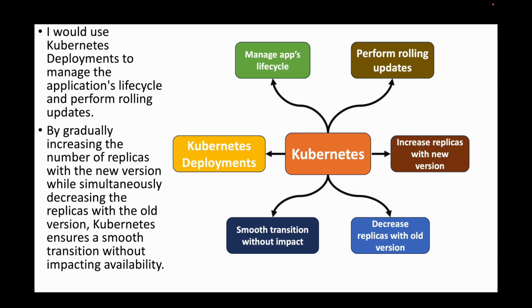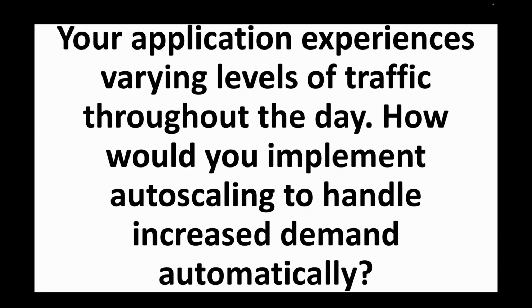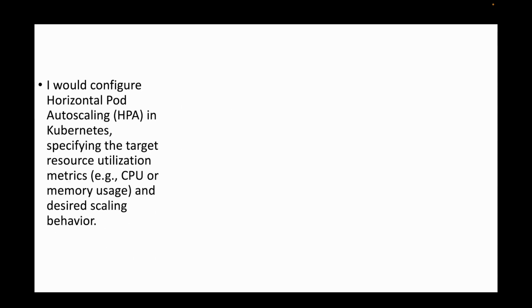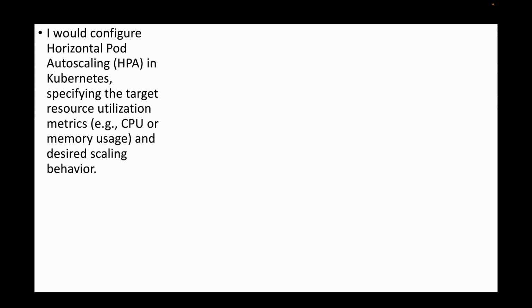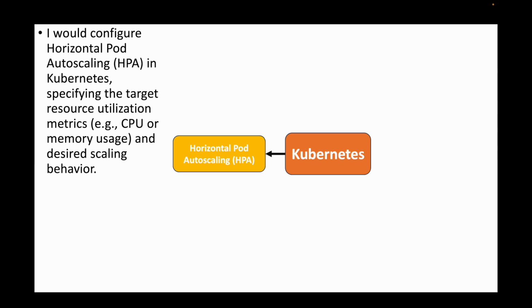The next question we have is, your application experiences varying levels of traffic throughout the day. How would you implement auto-scaling to handle increased demand automatically? In Kubernetes, when we talk about auto scaling, we have a feature called Horizontal Pod Autoscaling, or HPA, that Kubernetes provides. We can use this to specify target resource utilization metrics, as to when you want to auto scale your resources.